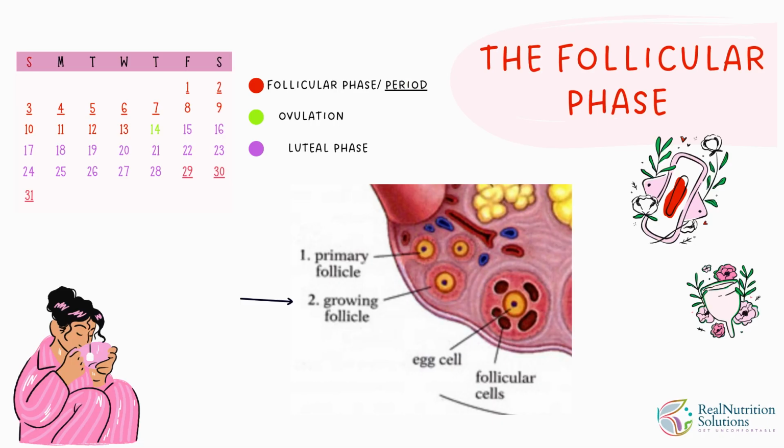As we discussed in part 1 of this series, the follicular phase starts from the first day of menstrual bleeding until ovulation. In a standard 28-day cycle, this phase typically spans the first 13 days.